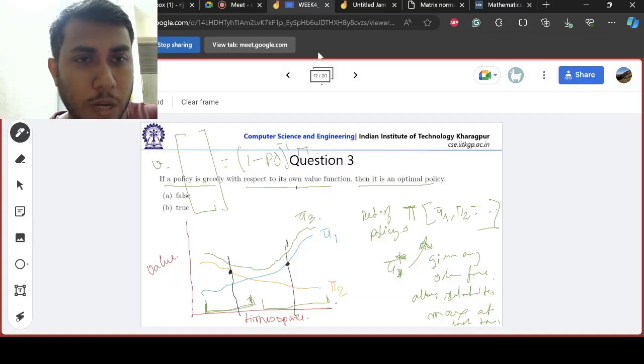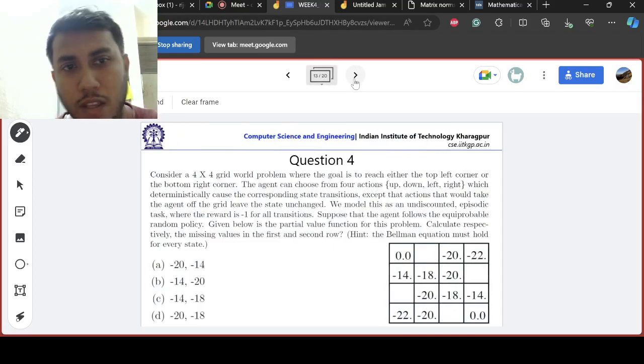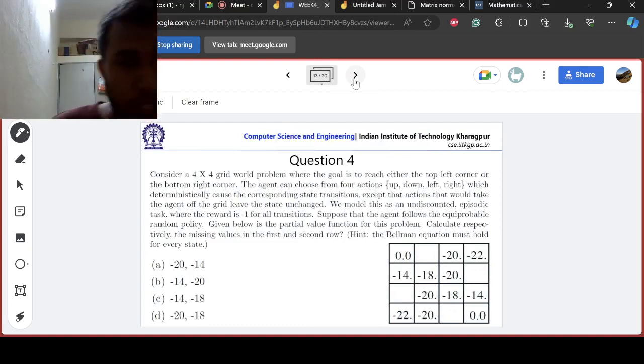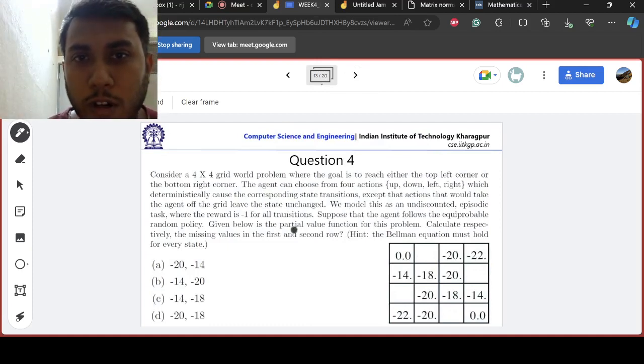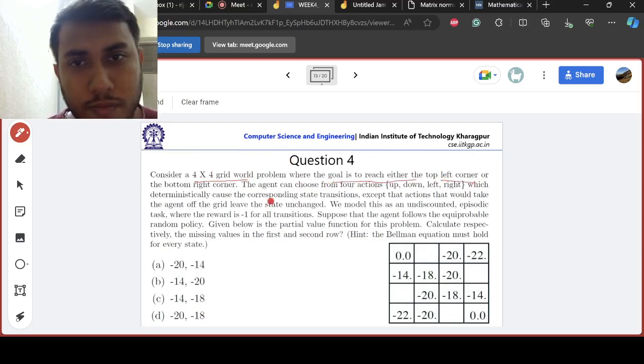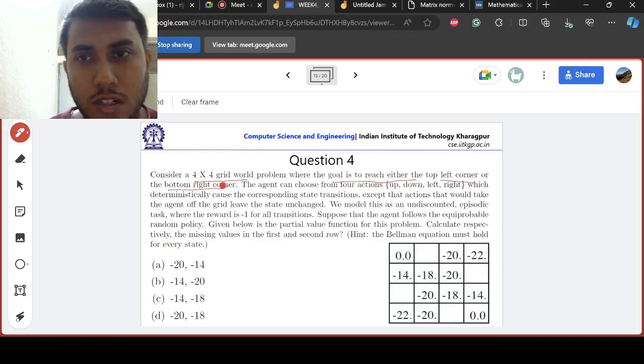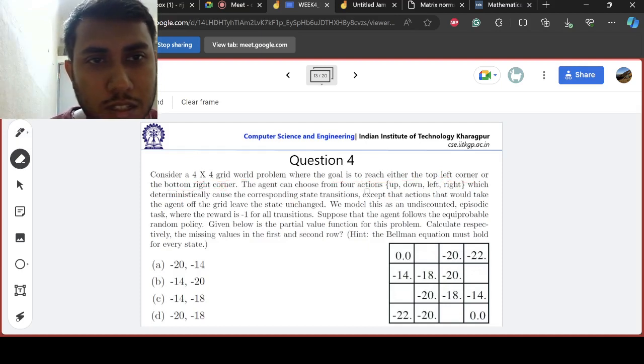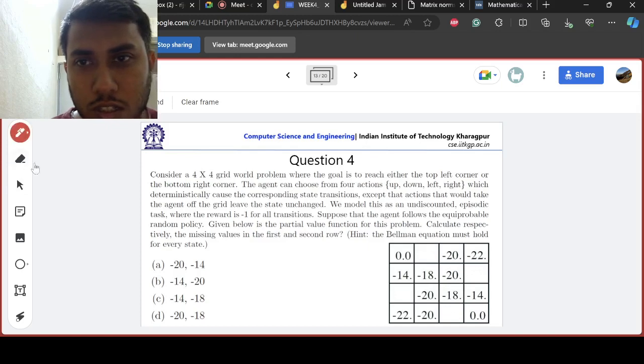Okay, so let's move to the next one. Consider a 4 cross 4 grid problem, where the goal is to reach either the top left corner or the bottom right corner. So this is a 4 cross 4 grid problem. Here is your grid.